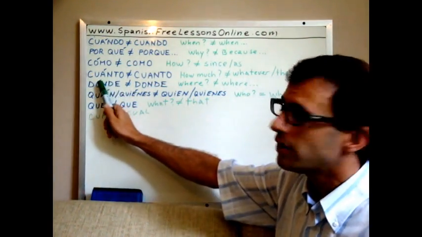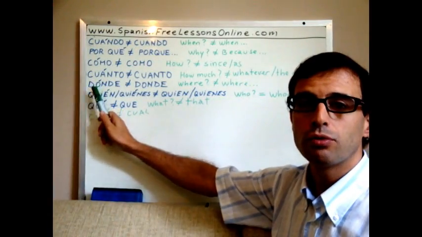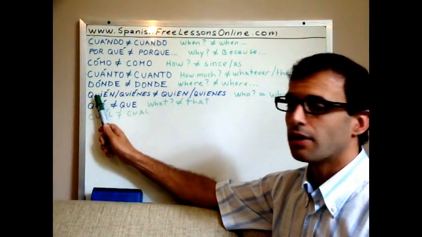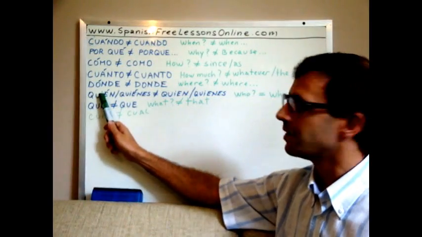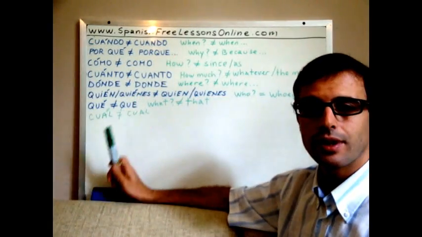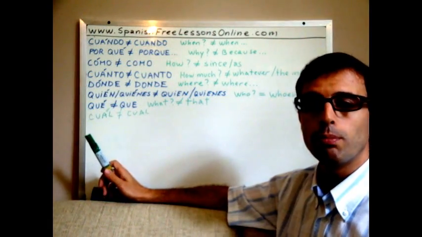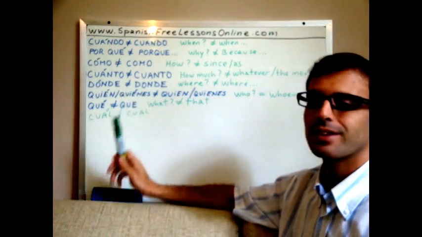So with the tilde is always when it refers to an inquisition, to an interrogation. Then for who, quién, or quiénes, right? So for who singular would be quién. For who plural would be quiénes, right?